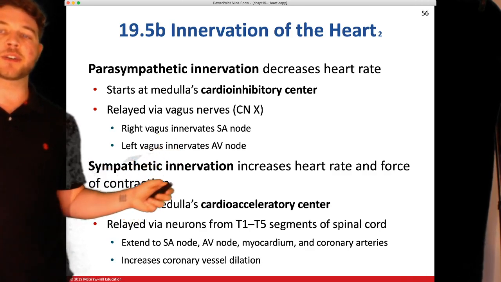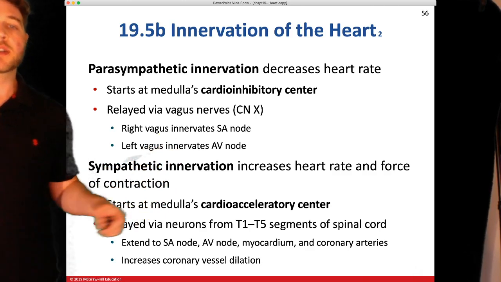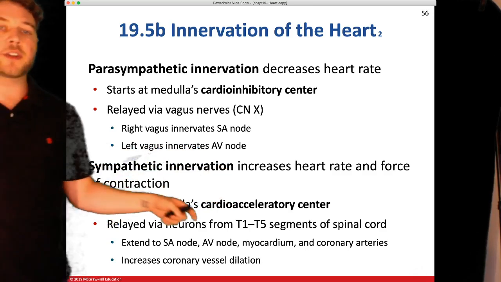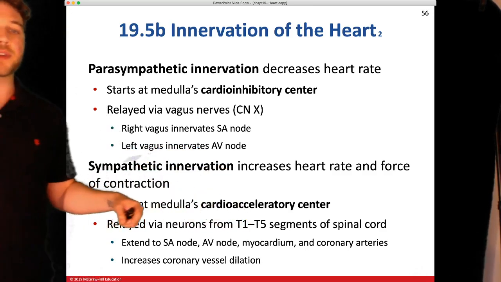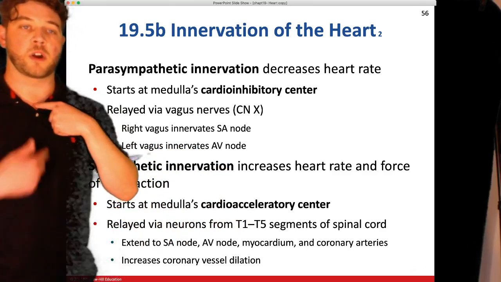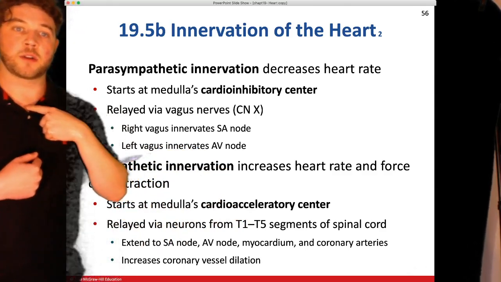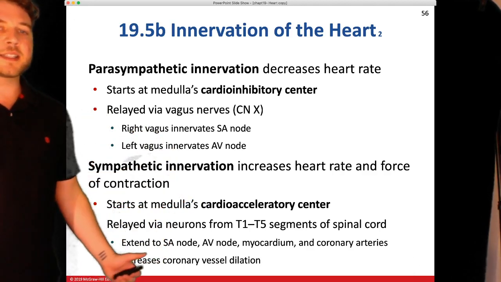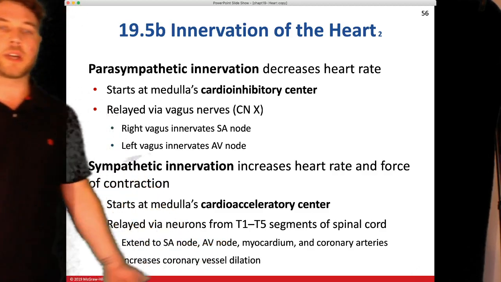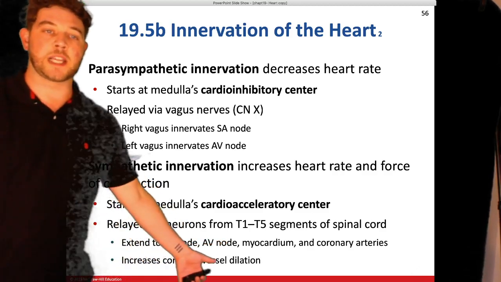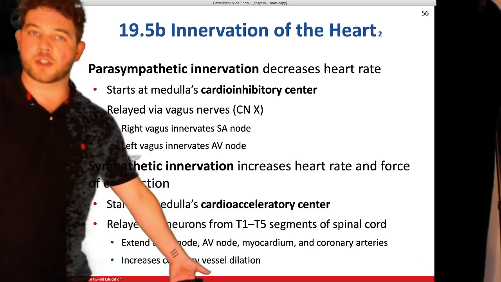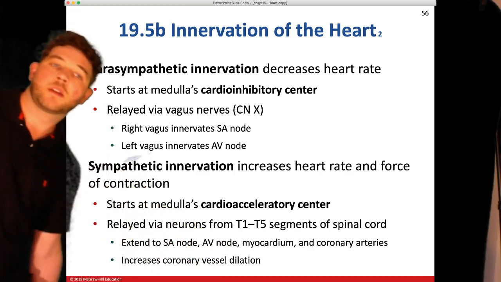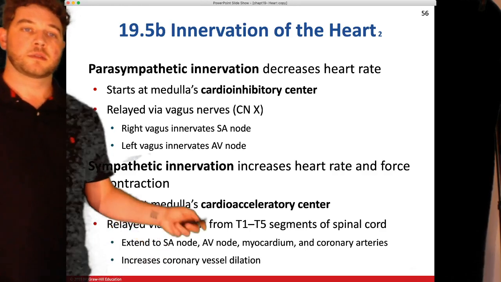Your sympathetic innervation increases the heart rate and force of contraction. This starts at the cardioacceleratory center. It's going to increase the heart rate. Cardioacceleratory makes sense. It's relayed via neurons from the T1 to T5 segments of the spinal cord, so thoracic 1 to thoracic 5. Again, think about where your heart is and where those nerves innervating it are. Sympathetic, it's not the vagus nerve, it's parasympathetic. It extends to the SA node, the AV node, the myocardium, and the coronary arteries, increasing coronary vessel dilation. If you increase coronary vessel dilation, you're going to increase coronary blood flow, which will allow for more oxygen delivery, more carbon dioxide removal, to allow for a stronger heart.